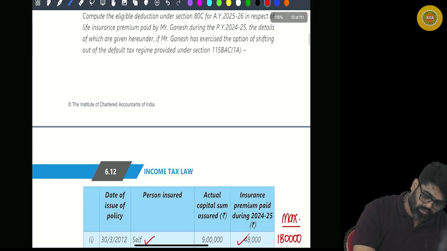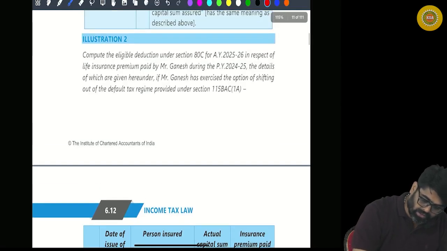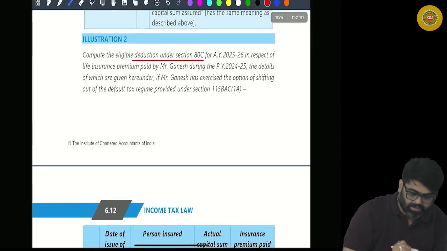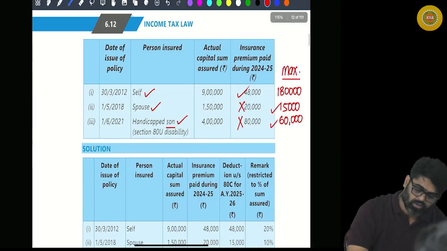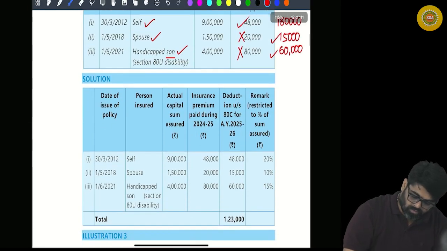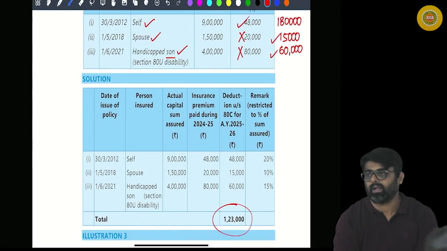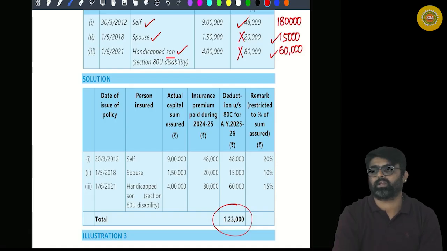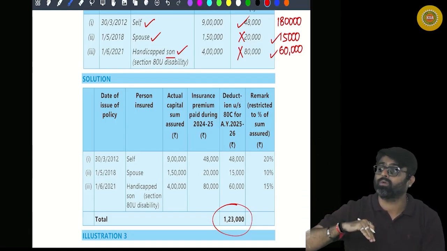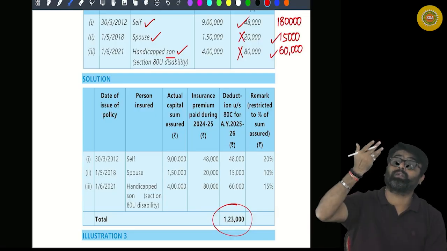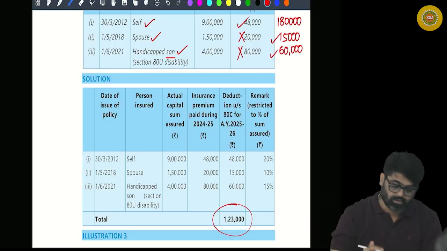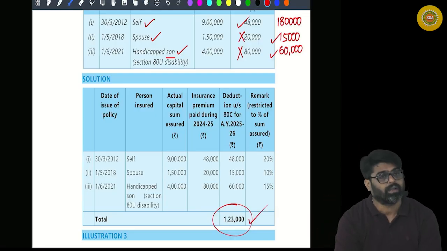They are telling you to compute the deduction under section 80C. Okay. So total amount is how much? 1 lakh 23. And how much is the maximum limit under 80C? 80C 1 lakh 50,000 limit is there. Are you paying the premium more than 1 lakh 50 or less than 1 lakh 50? Full amount will be allowed under 80C.